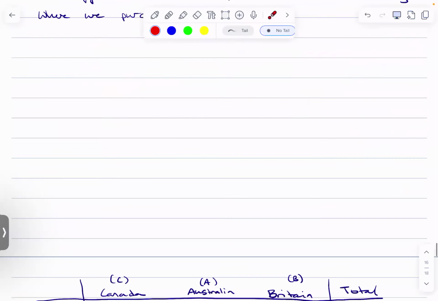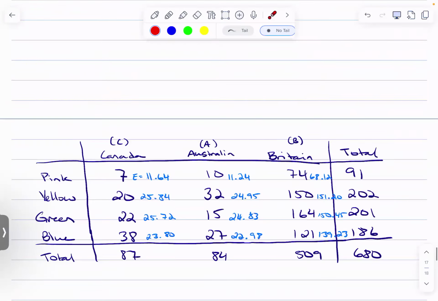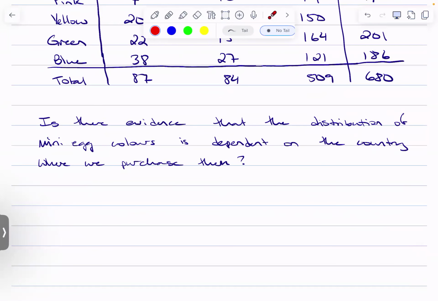So I found the expected counts. Okay? So I've got them hidden down there. But first thing we want to do is we want to check our conditions, right? And so is there evidence? Well, that's where you have a deep sigh and you say, oh, that's a hypothesis test. It being out of 7 marks is usually kind of a dead giveaway too, but usually around 7 marks or so.